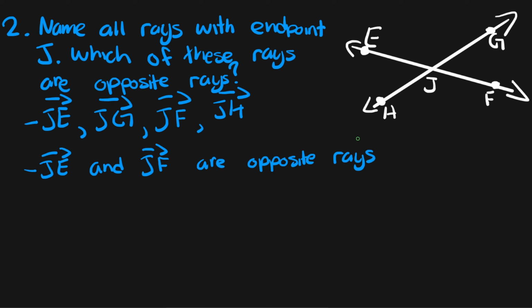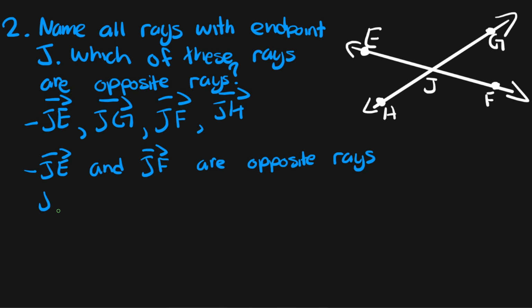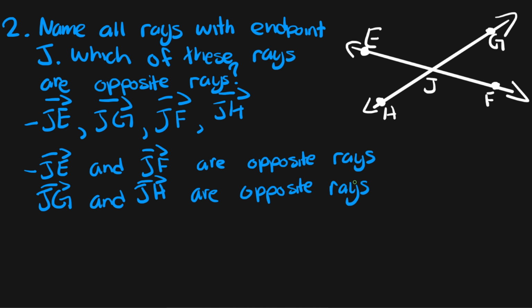And you could also say, well, JG and JH, they lie on the same line and share the same endpoint, so they must be opposite rays. Rays JG and JH are opposite rays. And that about wraps it up for the second question.